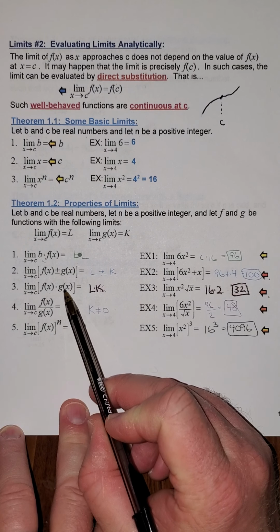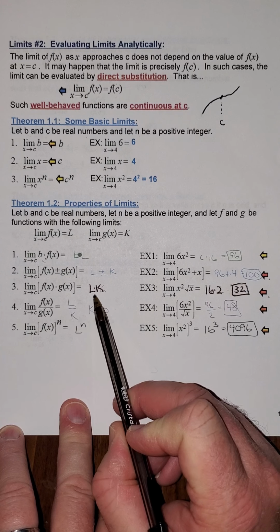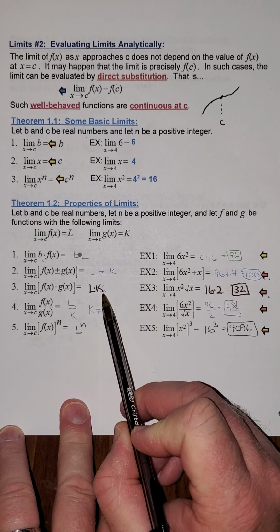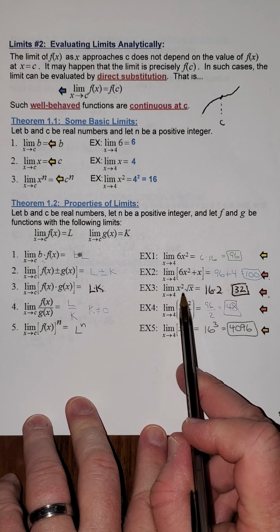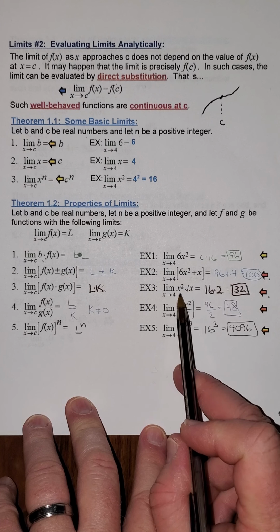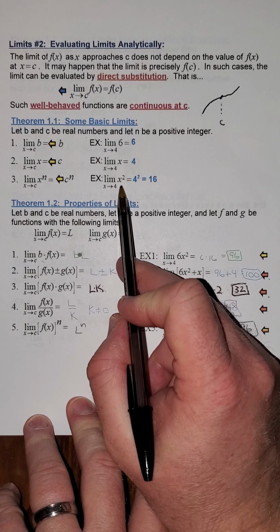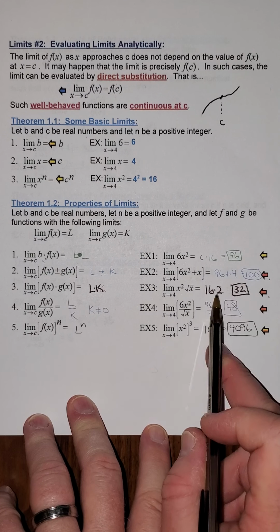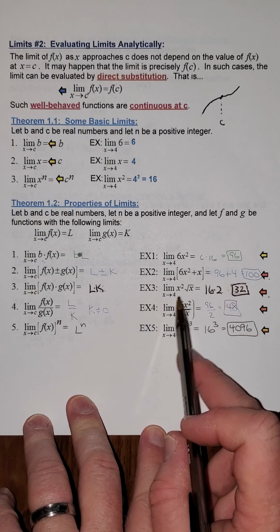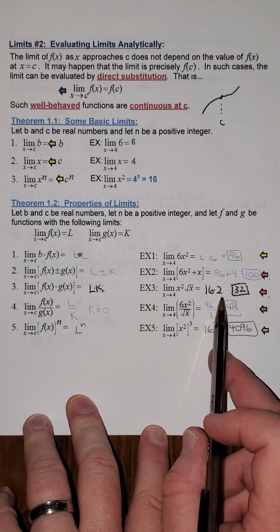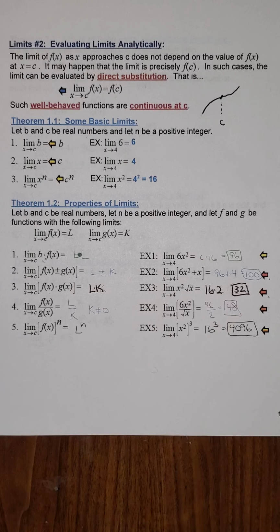If you multiply functions, you can multiply their limits. So the limit of f is L, the limit of g is k. You can take L times k. Well, over here, if I take x squared times radical x, what was the limit of x squared up here? It was 16. What's the limit of radical x as x approaches 4? Well, it's the square root of 4. Direct substitution, that would be 2. 16 times 2 is 32. Seems pretty simple so far.